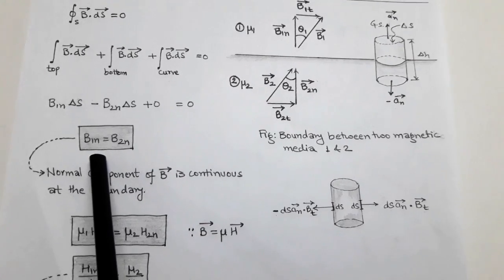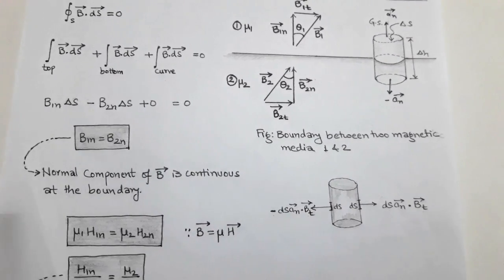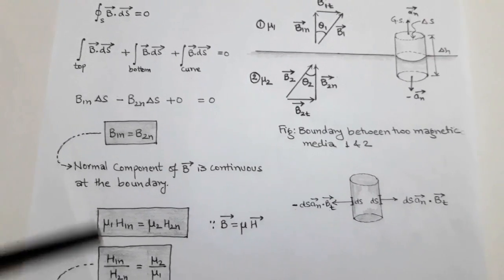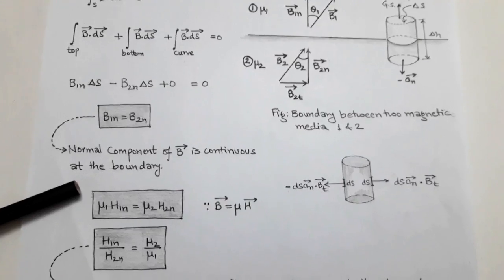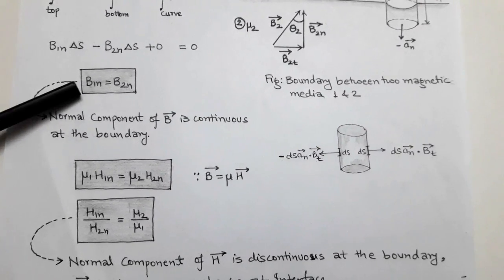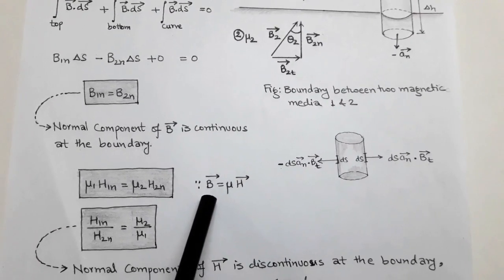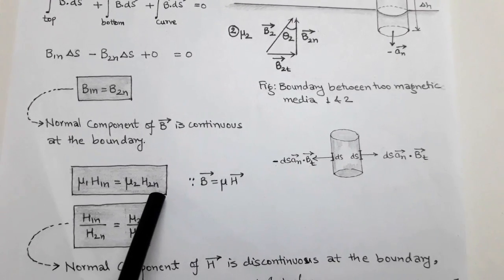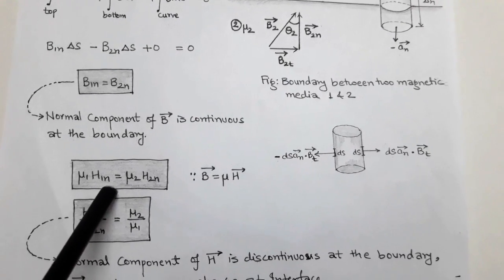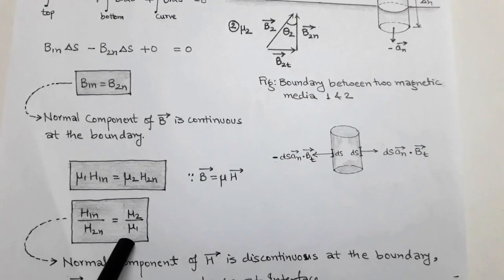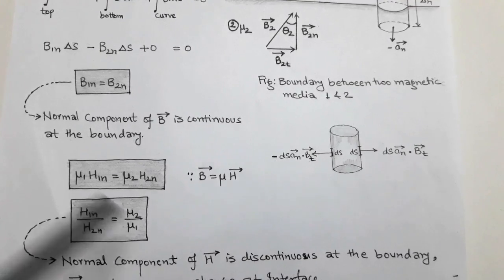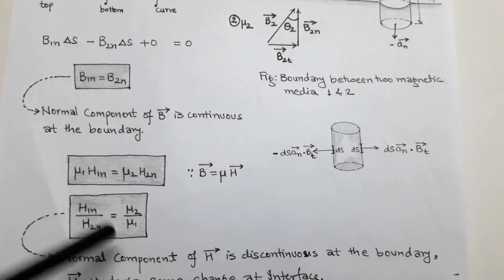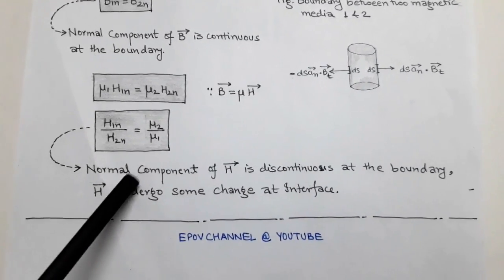After equating, we get B1n equals B2n. This shows that the normal component of magnetic flux density B is continuous at the boundary. Now we can write B equals mu H. So the equation becomes mu1 H1n equals mu2 H2n. And from here we can write H1n upon H2n equals mu2 upon mu1. So this condition shows that the normal component of H vector is discontinuous at the boundary, meaning it depends upon the values of mu2 and mu1.